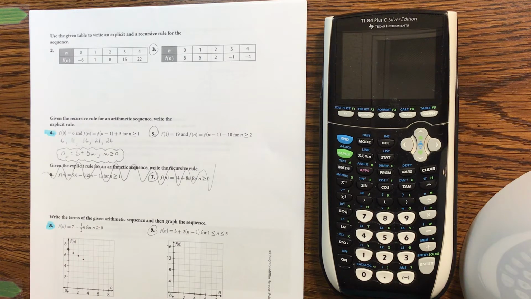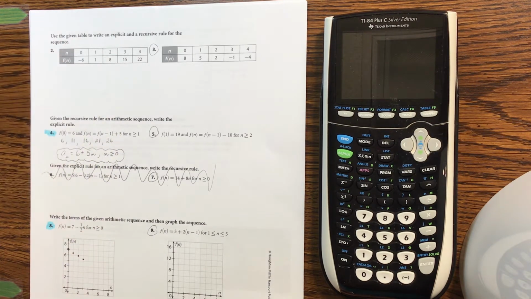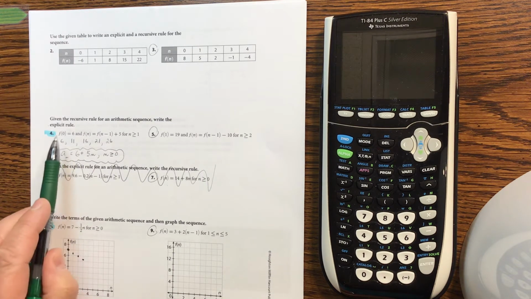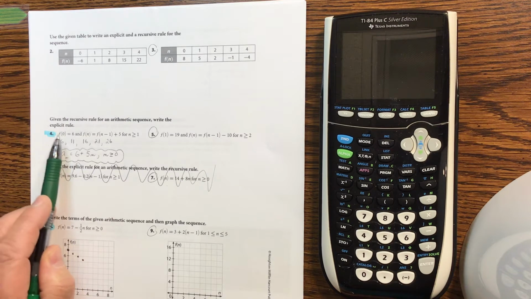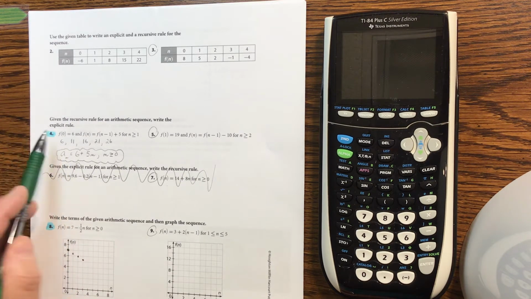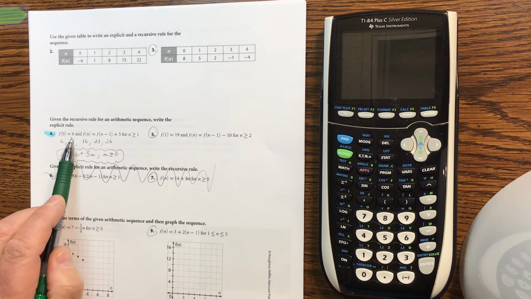The problem is telling us they gave us the recursive rule, which is this part right here. But what we're going to do is find out what the explicit rule is. Now again, this one is really not that difficult, because it's very simple. Right off the bat, we know that even though it says 0 here, when we did terms, this really just means that this is the first term. So the first term of our sequence is 6.